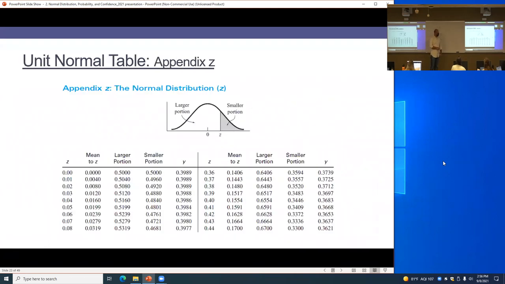Handed these out, and I also have one posted in the handout, so you have an electronic copy of this. For our Z tables, pretty slick.